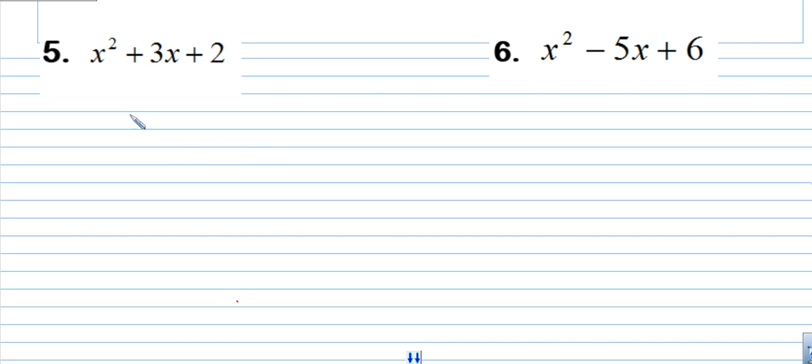Okay, so looking at question number 5, the first thing you should notice is that we have a trinomial. Anytime you have a trinomial, a binomial, anything of the sort, the very first thing you're going to try is the GCF. Okay? You got to try to take out a greatest common factor.